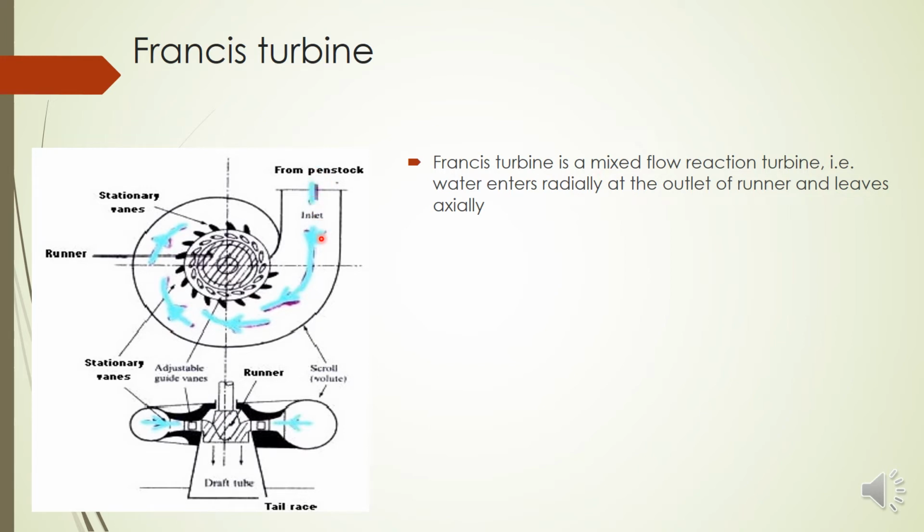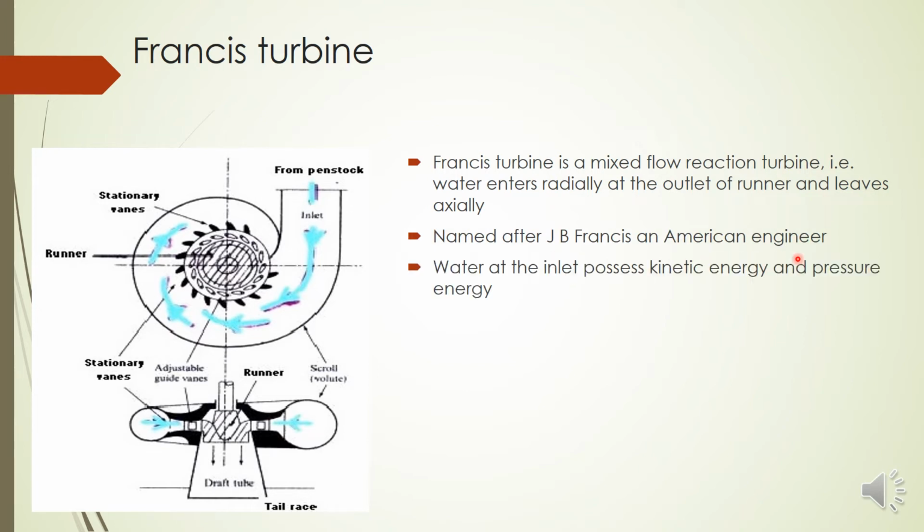Here you can see the water is coming through the penstock, this blue arrow. Then it enters the runner, this circular disc, in the radial direction, parallel to the radius of the runner. But wherever it is going, it will leave only in this vertical direction, that is axially. So this is known as a mixed flow reaction turbine. It is also a reaction turbine, named after J.B. Francis, an American engineer. As it is a reaction turbine, the water possesses kinetic energy as well as pressure energy.